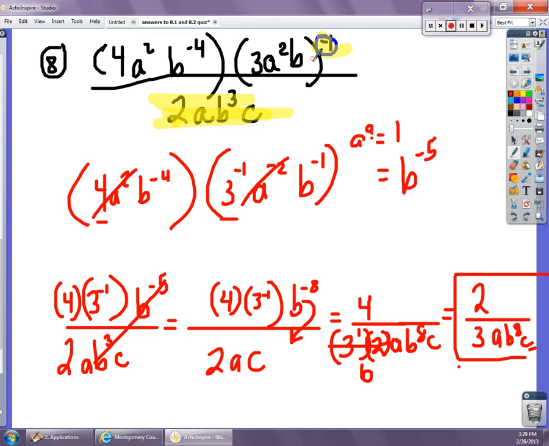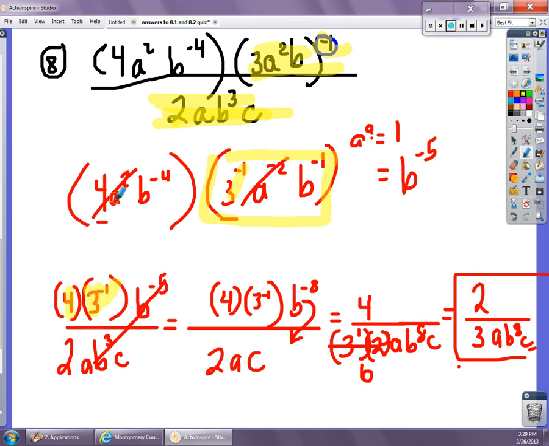Number 8's a little bit complicated. So the first thing I did was you have to distribute the -1. So this right here is where I distributed -1 to everything inside the parentheses. And remember, we can't actually solve 3 to the -1st, so we're going to leave everything. So I brought down my 4 and my 3 to the -1st because you can't actually multiply them.